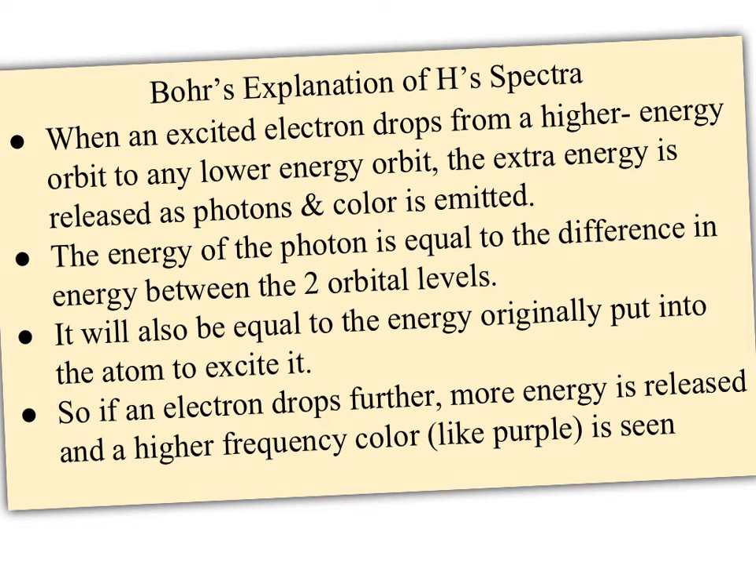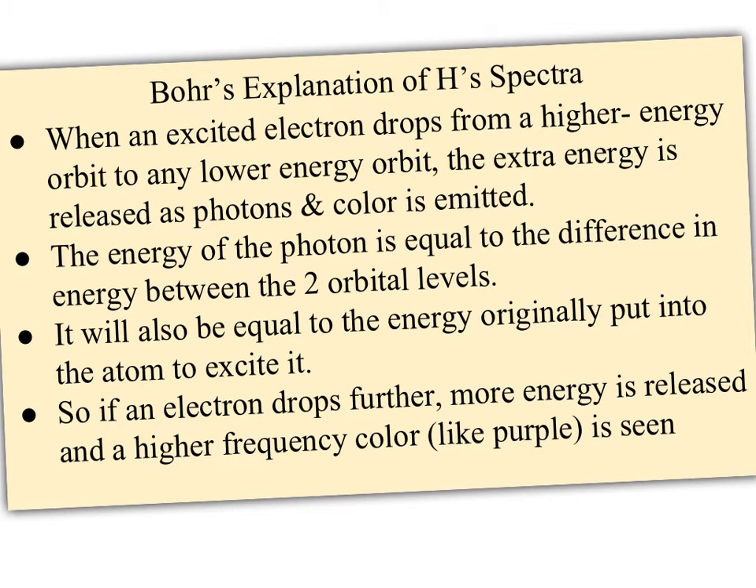And just like it takes more energy to get these swings going, it takes more energy to stop them as well. So keeping this in mind, what Bohr said is when an excited electron drops from a higher energy orbit to any lower energy orbit, the extra energy has to be released. And he said it'll be released as photons and color will be emitted. So again, think of the swings. You put energy in to get your swing going, but when you want to stop, you have to get rid of that energy. You have to do something to release the energy. And in the case of the electrons, they release that energy as electromagnetic radiation, and sometimes it's within the visible spectrum, and we actually see the light being emitted.